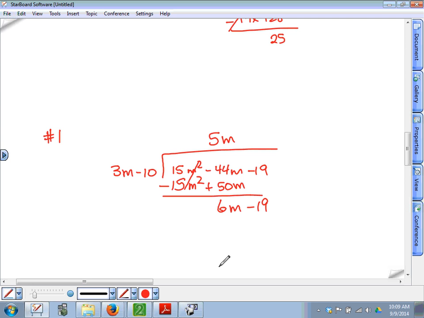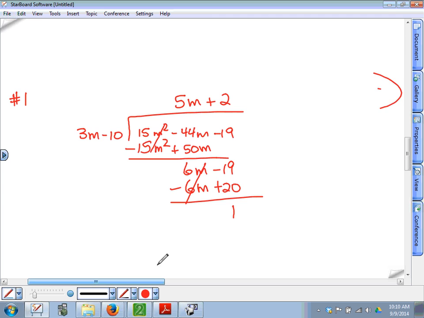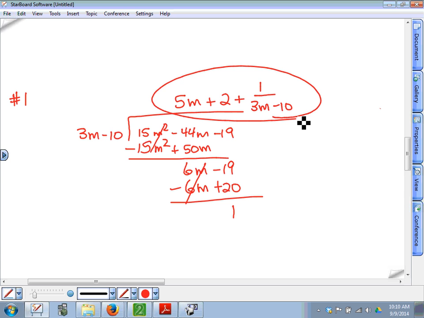It would just be 2, right? All we need is a 2. Because if you put a 2 right here, then 2 times 3m matches up with that 6m. It's really important that these first terms match up. And then 2 times negative 10 is negative 20. Draw the line, change the sign. The 6m's are gone. 20 minus 19 is 1. That is your remainder. So your answer is 5m plus 2, that's your quotient, plus the remainder of 1 over 3m minus 10. That's how you represent the answer.